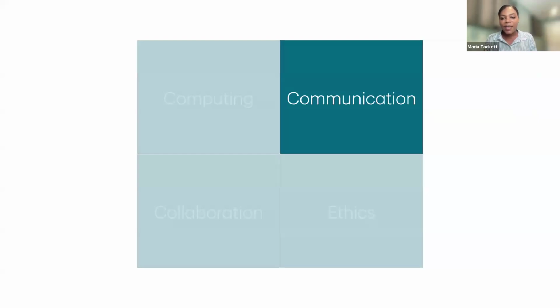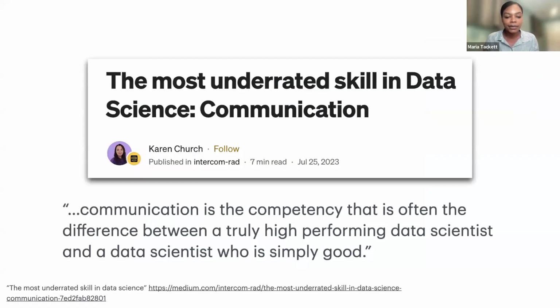And so the next skill that I'll talk about is communication. Here's a blog post by a VP in data science and analytics at a tech company. The title of her blog post was "The Most Underrated Skill in Data Science, Communication." And this quote from her post, I think, nicely explains the value of communication. She says, communication is the competency that's often the difference between a truly high-performing data scientist and a data scientist who's just simply good. And this aligns really closely with my experience in industry.